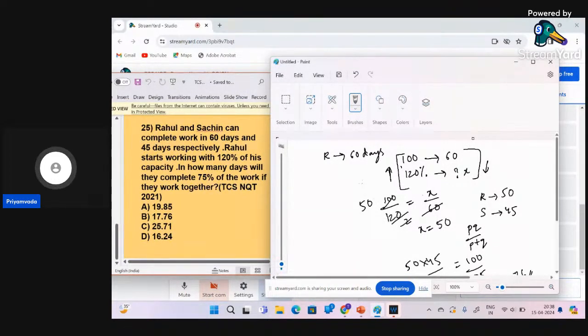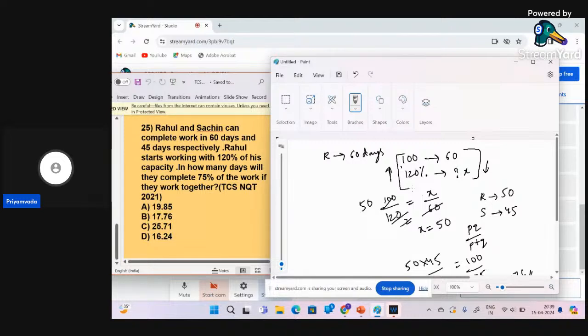I'll explain it to you once again. So Rahul takes 60 days to finish a work, and they are saying he's using 120% of his efficiency, right? So for 100% of his efficiency, he needs 60 days. If he uses 120% of his efficiency, how many days is he going to require? As the efficiency increases, the number of days decreases. So we'll be taking it inversely. So 100 by 120 equals x by 60, and we get the value of x equals 50.